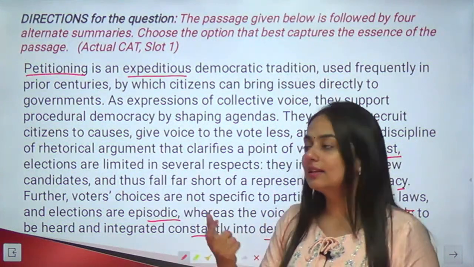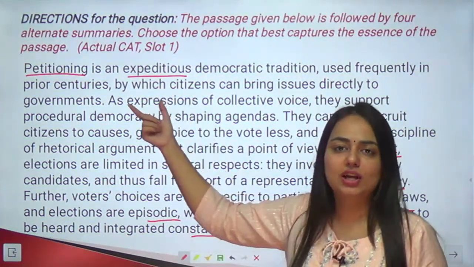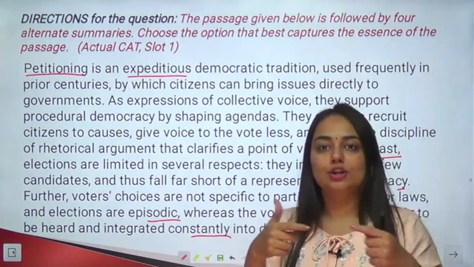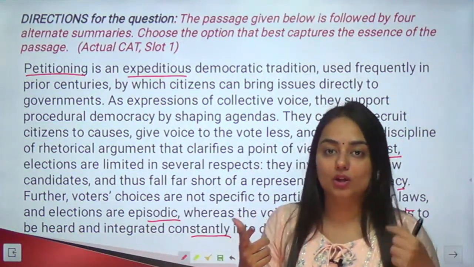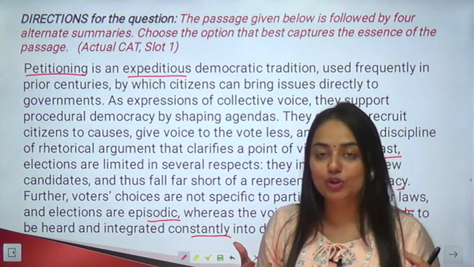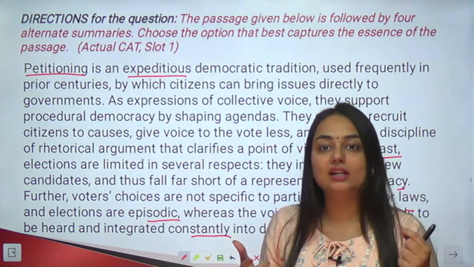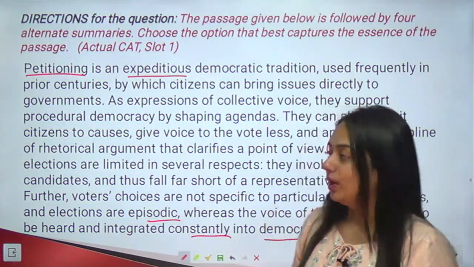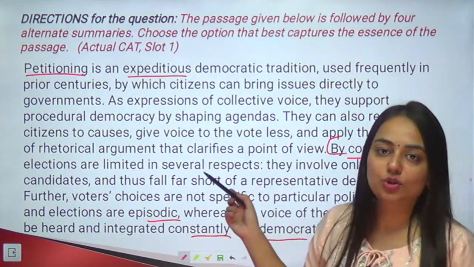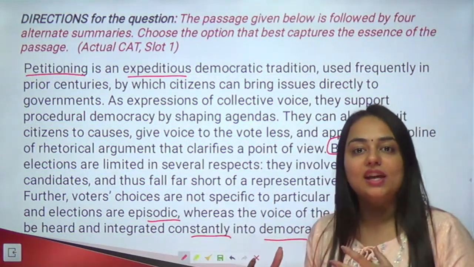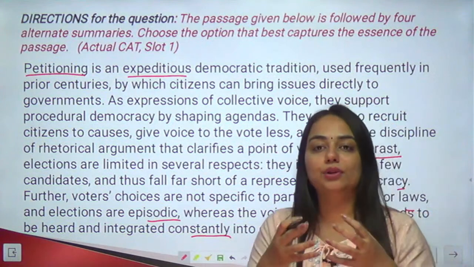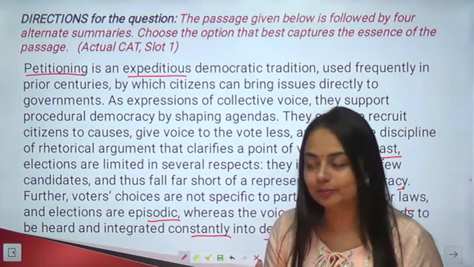It lacks this aspect that petitioning actually had, because you don't get too many choices to elect from. It wasn't the same earlier. You would select or eliminate a candidate as per your choice, right? And you could voice your arguments also. By rhetorical argumentation, you could persuade the people who are governing your country.